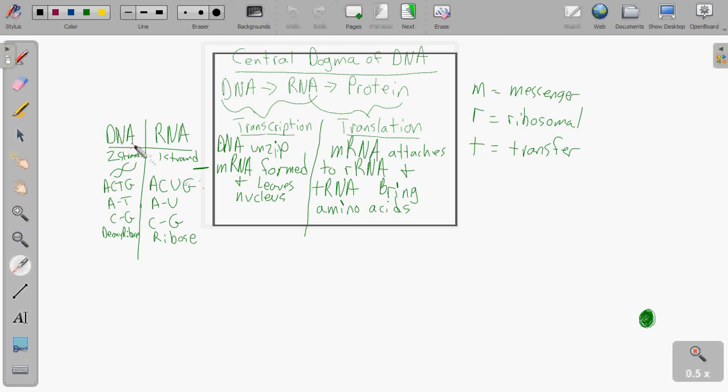Now might be a good time to remember that DNA has two strands. It's a double helix. Its base pairs are A, C, T, and G. A bonds to T and C bonds to G. Its sugar is deoxyribose. RNA is one strand. Its bases are A, C, U, and G. A bonds to U, C bonds to G, and its sugar is ribose.